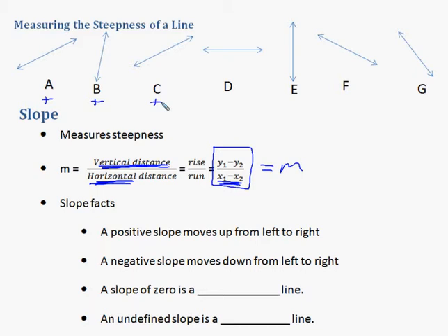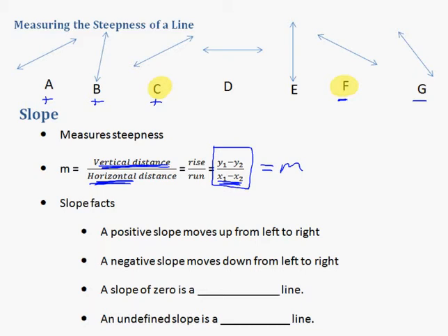The next one, a negative slope, moves down left to right. We just mentioned that these two then would be negative. They're moving down left to right. So before, on the slide before, I mentioned that F and C look very much alike in their steepness. Well, now we know their number value might be the same, but one's going to be positive and one's going to be negative. Slope of 0 is a horizontal line.